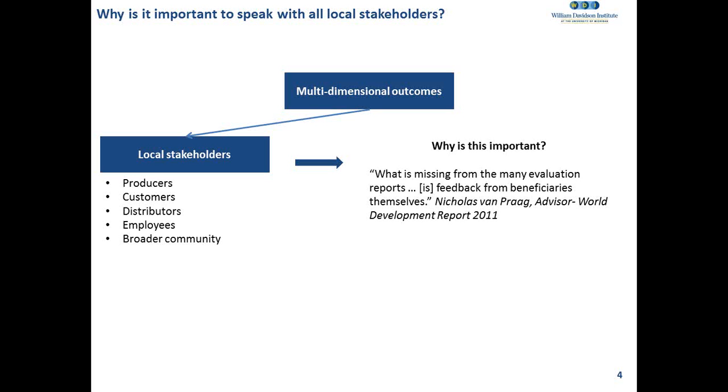So here's an excellent quote that captures what we recommend. It's by Nicholas von Prague, who was an advisor on the 2011 World Development Report. What he says is, what is missing from the many evaluation reports in the inboxes of humanitarian agencies and donors are independent and systematic assessments based on feedback from beneficiaries themselves. Capturing their views would complement and give context to conventional data-driven assessments. It would ensure that the people in need of humanitarian assistance and protection are better served, and that the resources intended to help them are better used.